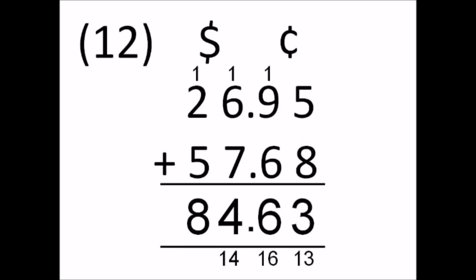Number 12. Now this was a long one. You had to add $26.95 plus $57.68 and 8 and 5, 13. You can't put all 13 down. Put the 3 under the ones. Take the 1 above the 9. Then add 9 and 1 is 10 and 16. Put the 16 on the bottom. Put the 6. Take the 1 across. 7 and 6, 13 and 1 is 14. You can't put the 14. You put the 4. Take the 1 across. And then 5 and 2, 7, 1 is 8. $84.63.